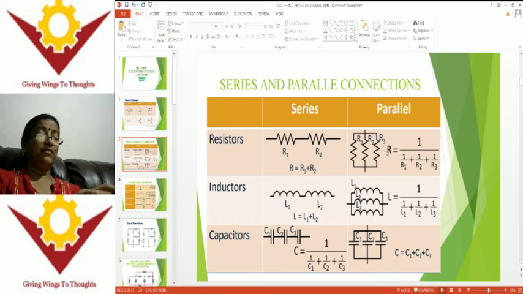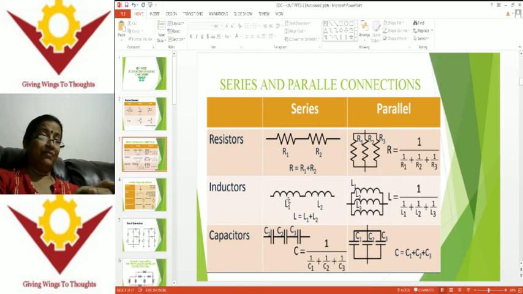Or otherwise, we are representing three resistors in parallel here. Similarly, if two resistors are in parallel, it is R1 R2 by R1 plus R2. Or otherwise, whatever the number of resistors connected in parallel, 1 by R is equal to 1 by R1 plus 1 by R2 plus 1 by R3. Like this, for the equivalent resistance calculation in case of parallel, we get the equivalent resistance for the parallel combination of resistors.